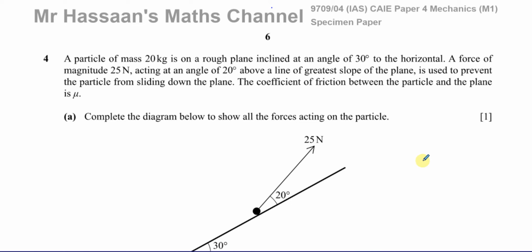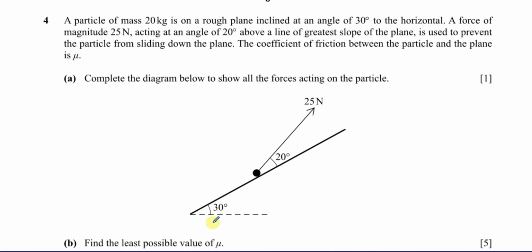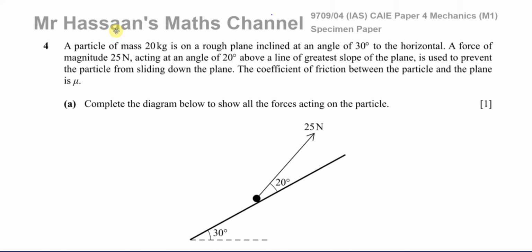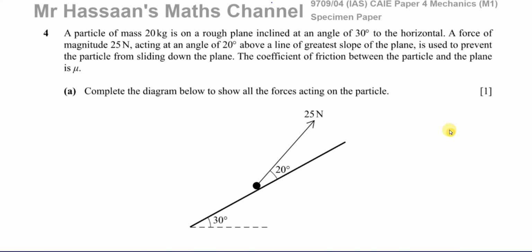from the Cambridge 9709 International A-Level syllabus. So this is a specimen paper for the post-2020 exams, and this question here is about statics. A particle of mass 20 kilograms is on a rough plane inclined at an angle of 30 degrees to the horizontal, as we can see there on the page. A force of magnitude 25 newtons acting at an angle of 20 degrees above a line of greatest slope of the plane is used to prevent the particle from sliding down the plane. The coefficient of friction between the particle and the plane is mu. Complete the diagram to show all the forces acting on the particle.